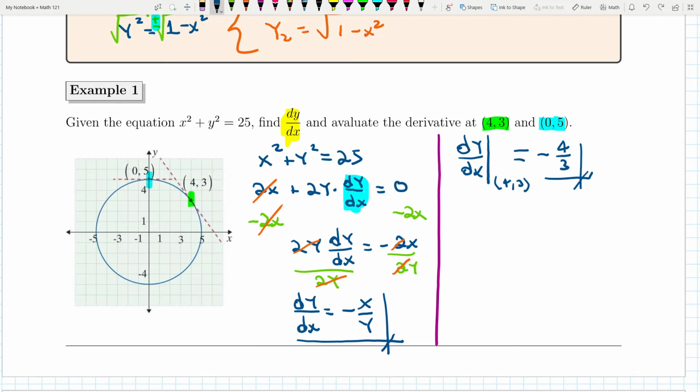Okay, let's do the same for the derivative with respect to x evaluated at the point 0 comma 5. Well, x equals 0 and y equals 5. This is 0, and we can see that slope of 0. It's a horizontal line, all right, as we expected.